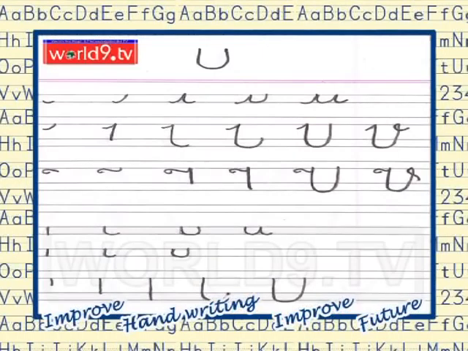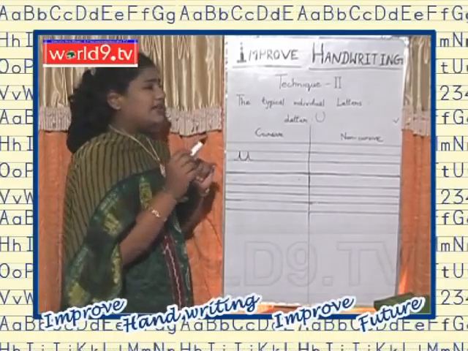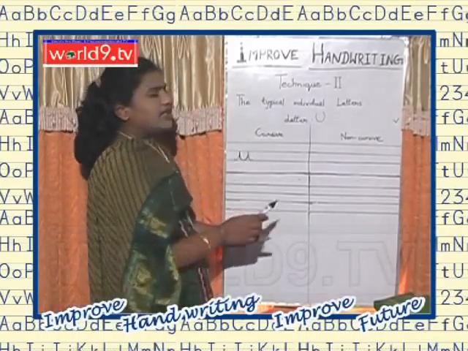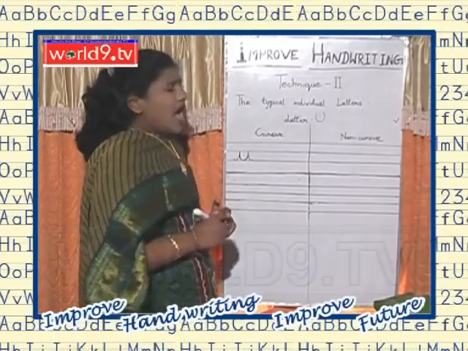Again from here we should give a tail. For U, we should start with a tail and at the ending we should give an umbrella handle tail. Starting and ending, we should give an umbrella handled tail. Okay.